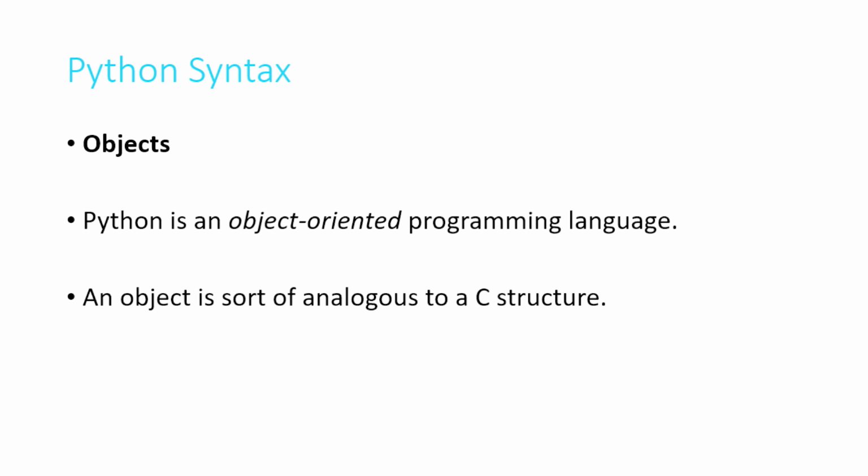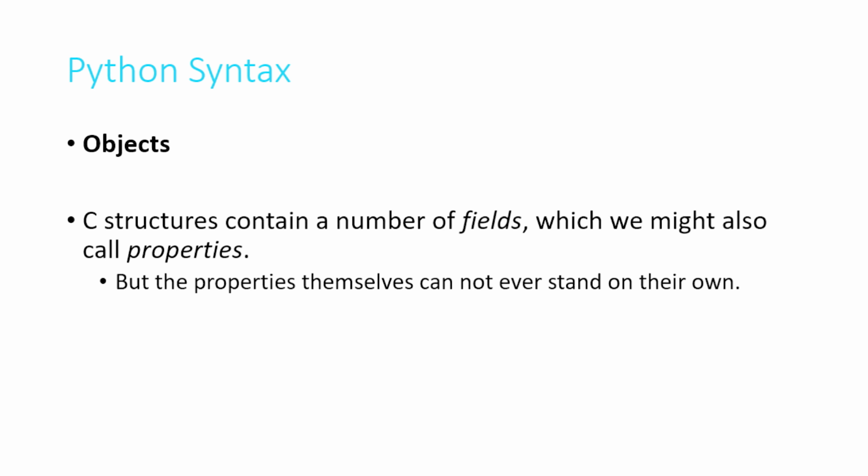All right, now here's something entirely different. Let's talk about objects. Objects we have not covered yet in CS50, and Python is an object-oriented programming language. The closest thing we have to an object is a C structure. C structures, you may recall, have a number of fields in them. We might call those fields, particularly in an object-oriented context, properties. But those properties are never able to just be on their own, right? They're always bound up and tied into some definition of some C structure.